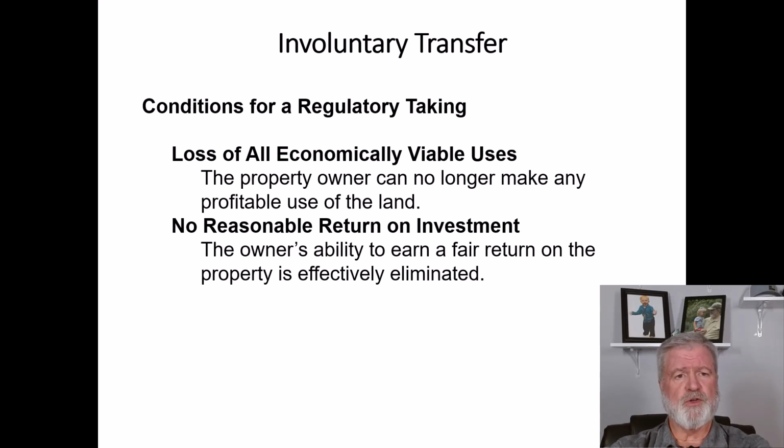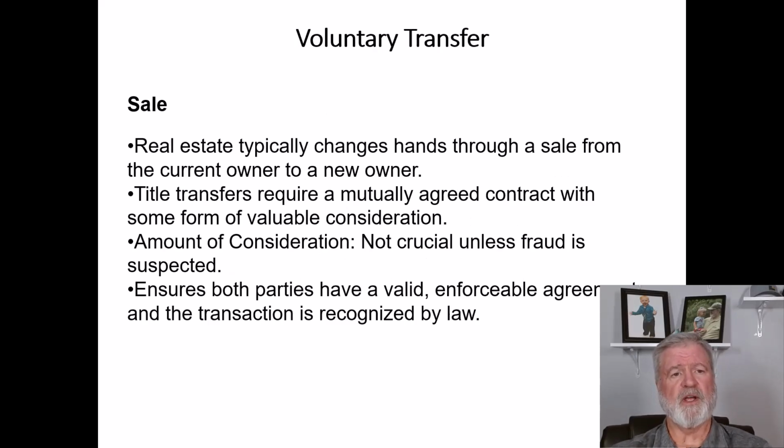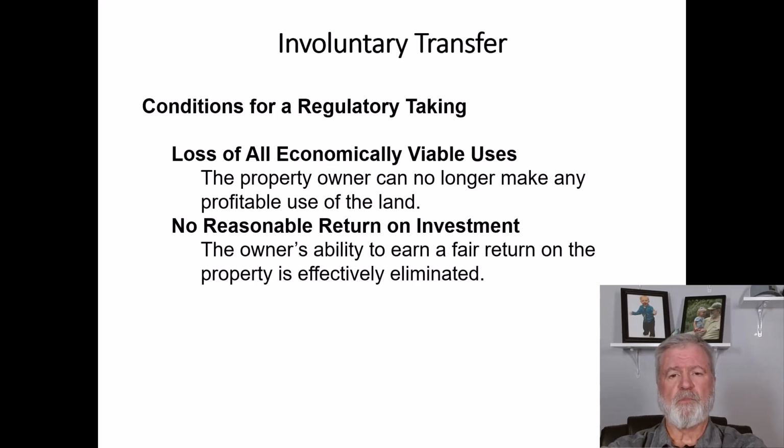Y'all, the conditions for this to exist: loss of all economically viable use. Y'all, again, they no longer can profit from the land. And the owner's ability to earn a fair return on the property is basically eliminated. That's regulatory taking. But anyway, y'all, those are the ways you can involuntarily transfer property. Y'all, we're getting ready next to talk about ways to voluntarily transfer property, which is where we come in and what we prefer, the voluntary transfer.